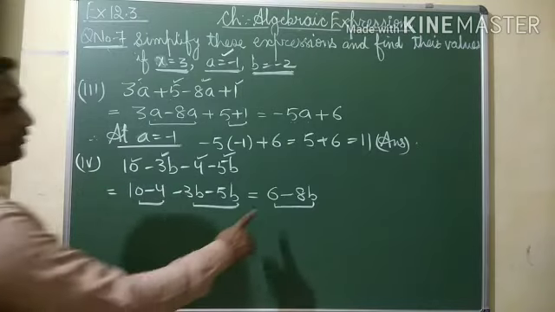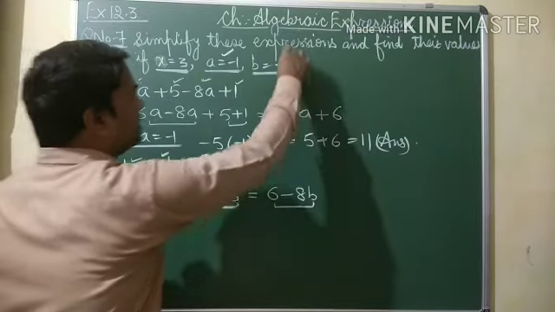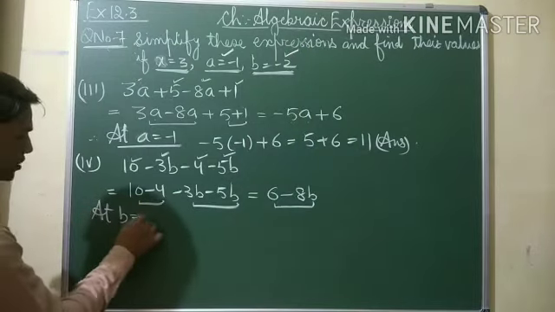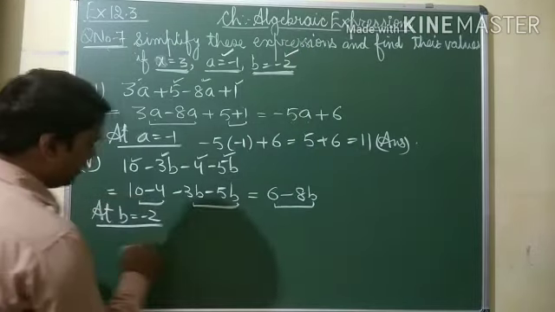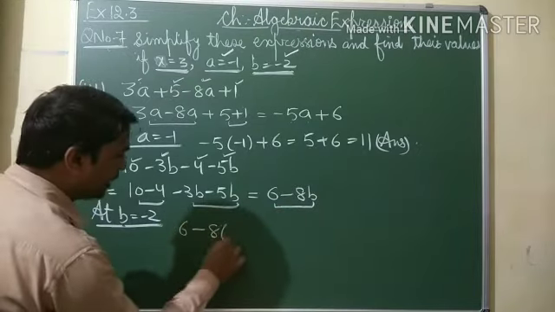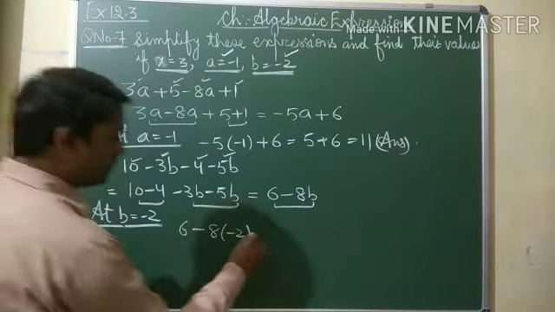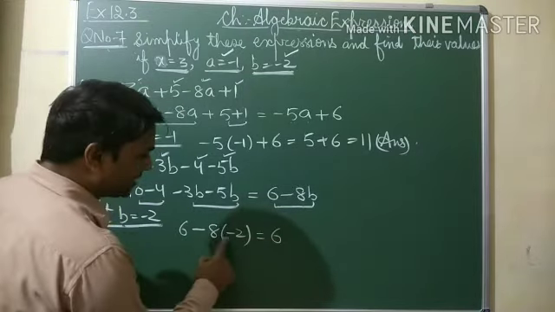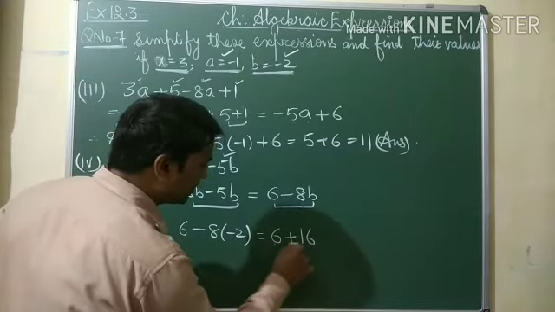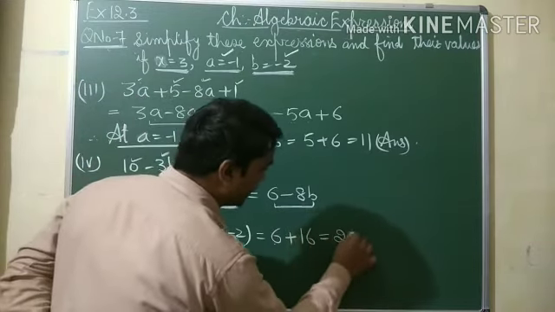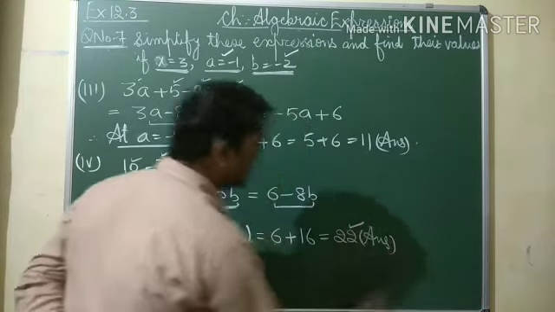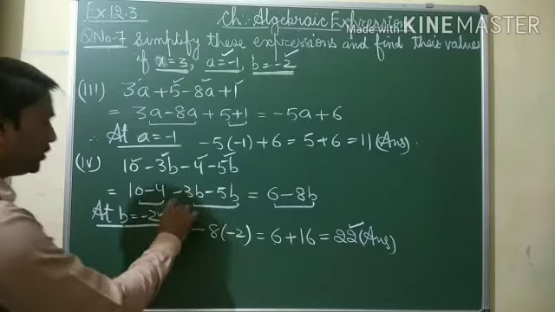Now find the value of 6 minus 8b at b equals minus 2. Therefore at b equals minus 2, putting the value of b equals minus 2 here, we get 6 minus 8 into minus 2. 8 multiplied by minus 2 is equal to plus 16. So it becomes 6 plus 16, which is equal to 22. Therefore, 22 is the required value of the given algebraic expression at b equals minus 2.